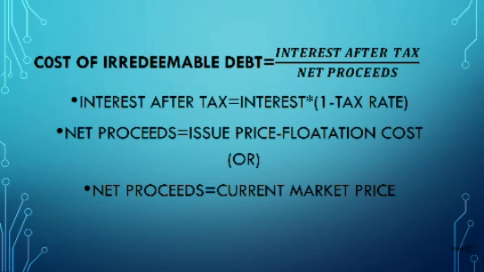For calculating net proceeds we have two formulas. We should select the formula based on the information given in the question. If the question has the current market price, we can directly choose the current market price as net proceeds. If the question has issue price and flotation cost, then the formula we should use is net proceeds is equal to issue price minus flotation cost.